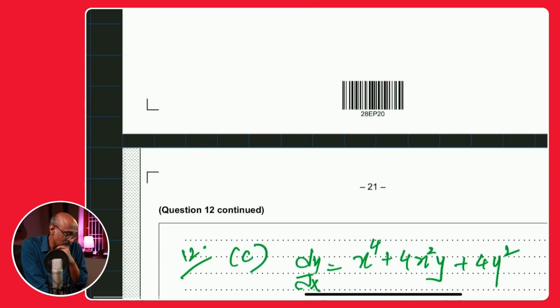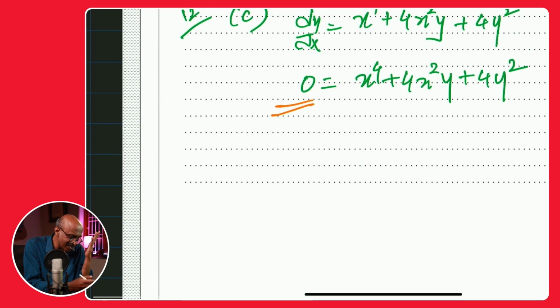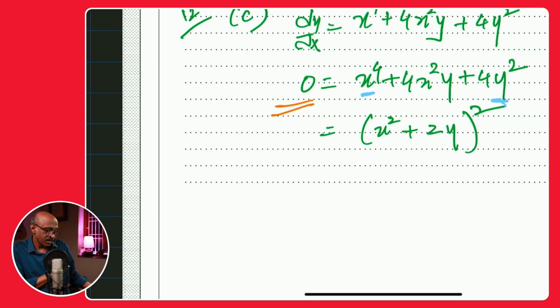There are a couple of ways to do this. You could substitute y is equal to ax squared, make everything in terms of x, and then solve for that. I see the easiest way is to complete the square. It looks like a perfect square again. It looks like a perfect square on the right hand side. This is x squared plus 2y. I think so. Yeah, that's right.